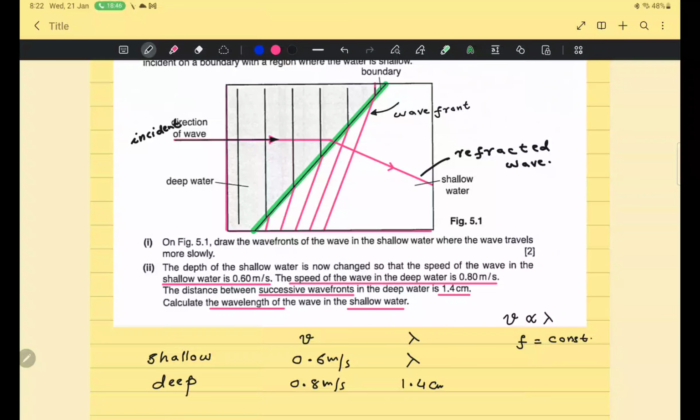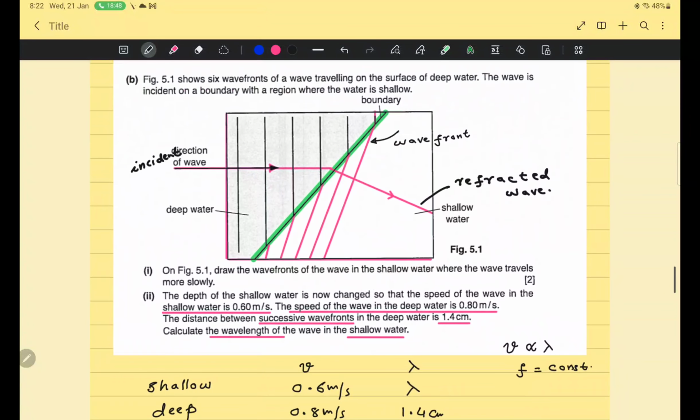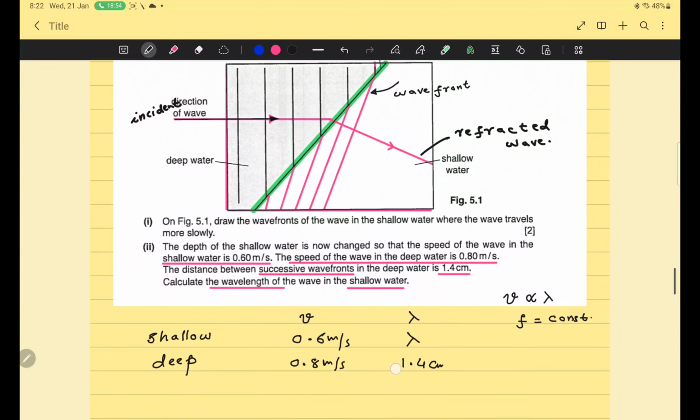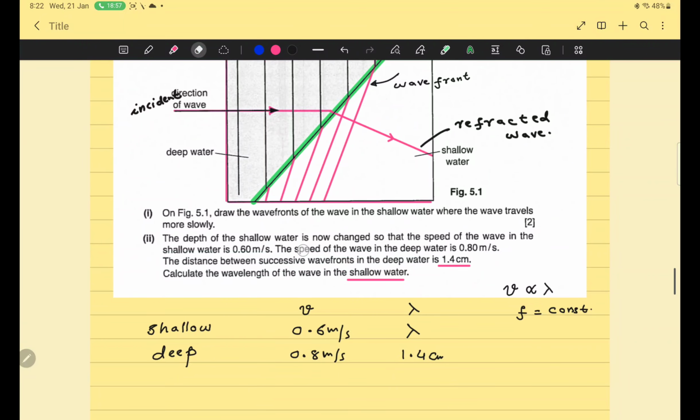Okay, today is 21st January 2026 and we are solving and drawing questions on refraction of water waves. Right now we are solving the mathematical part of the question. The speed of wave in shallow water is 0.6 and the speed of water wave in deep water is 0.8.